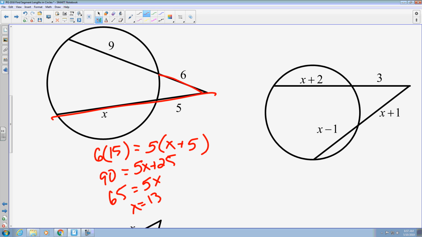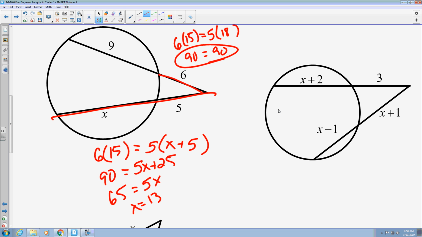So again, if you checked it out, you would have 6 times 15. That would be equal to 5 times 13 plus 5, which would be 18. So 6 times 15 is 90. 5 times 18 is also 90. So it checks out. So that's one way you can check your work.